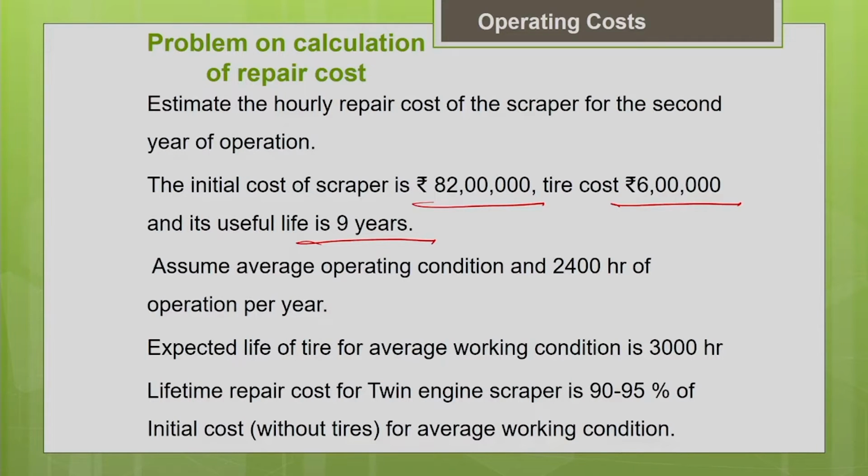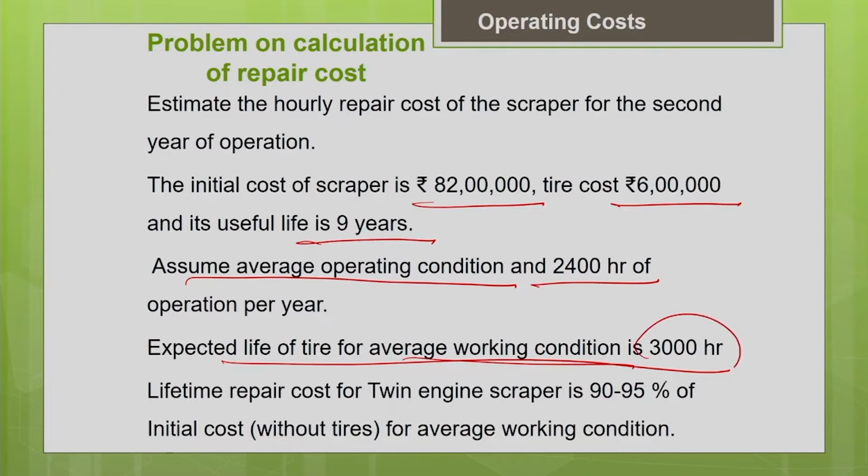The operating condition is given to you. The scraper is working in an average operating condition, and the annual usage of the machine, the operating hours in a year, is 2400. The expected life of the tire for average working condition is 3000 hours. This information you can also get from the handbook. The manufacturer can provide you the data. What will be the expected tire life for this working condition? You can get it from the manufacturer guideline or go with your past experience data. In this problem it is given to you directly.